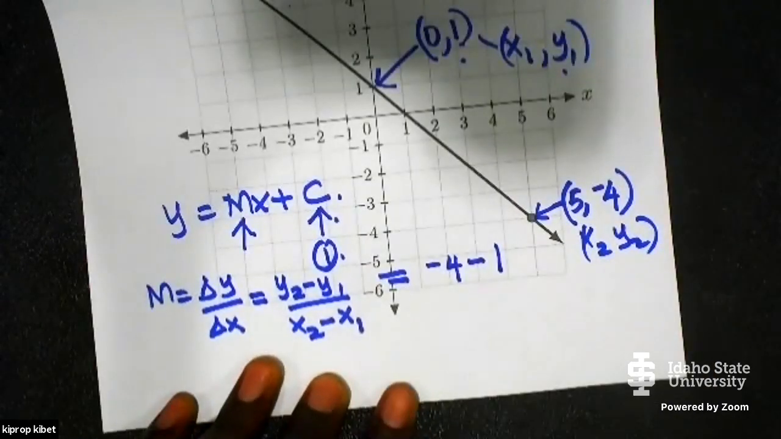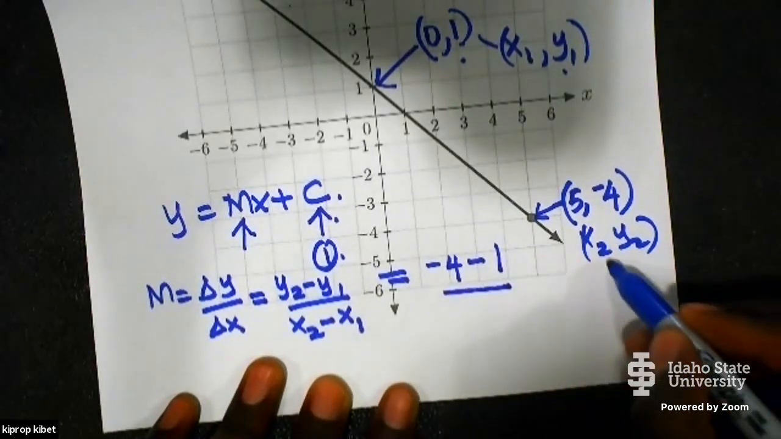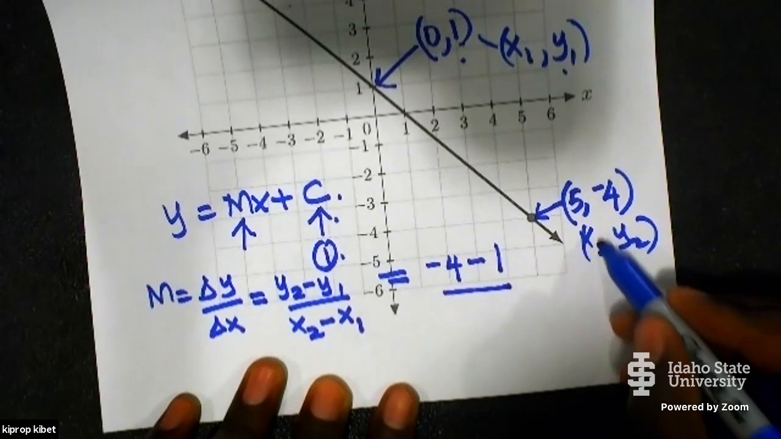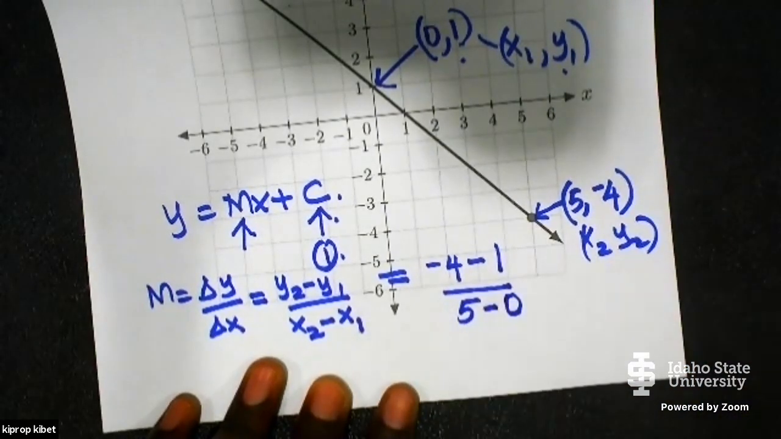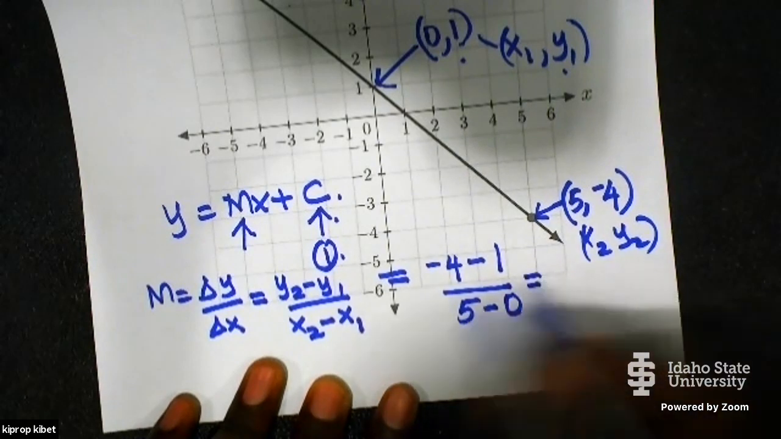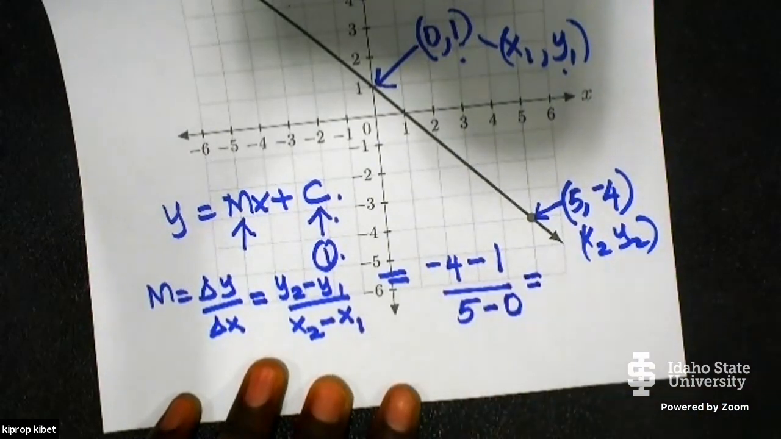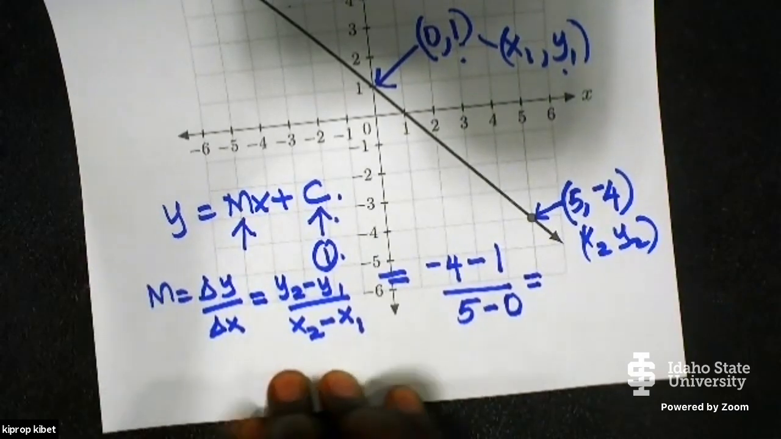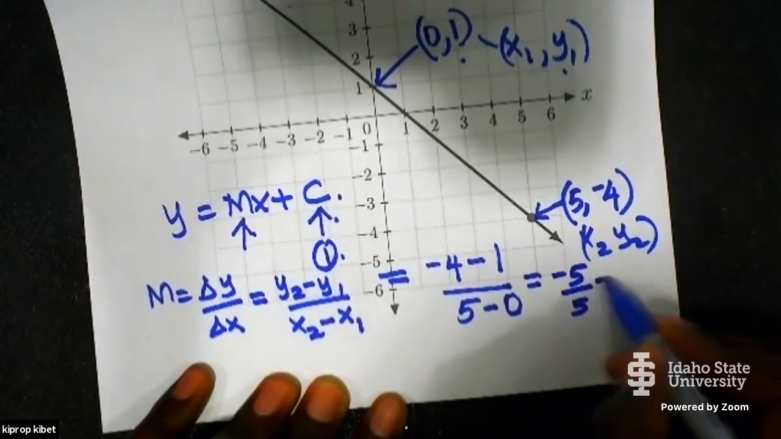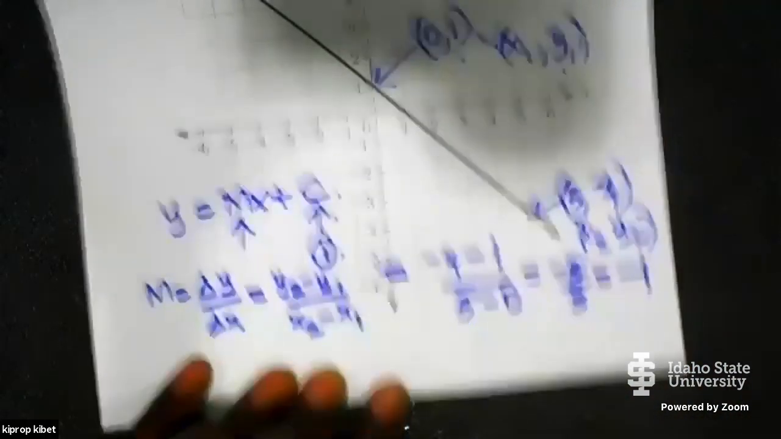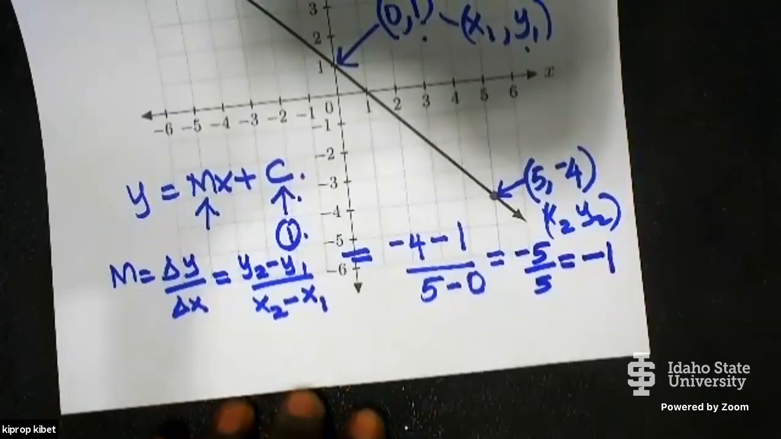Are you seeing that? All over, the change in x is 5 minus 0. So our gradient is minus 4 minus 1, which is -5, over 5. So negative 5 all over 5 is equal to negative 1. So we now have m equals minus 1.